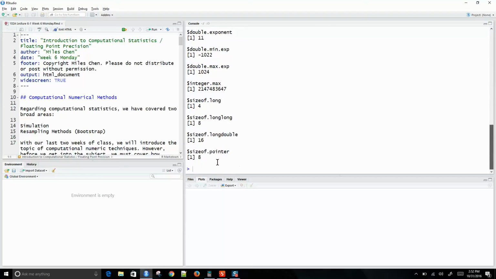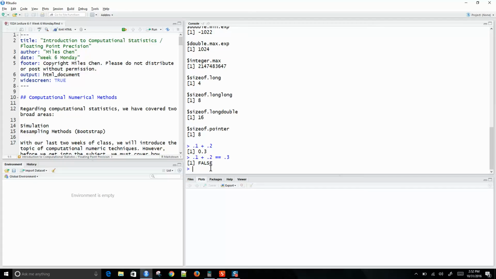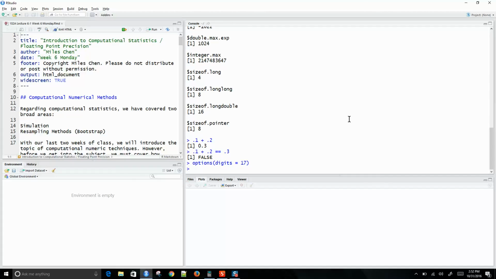When you start R, you might see things like, what is 0.1 plus 0.2? And it says that's equal to 0.3. But you can ask, is 0.1 plus 0.2 equal to 0.3? And it says no, it's not equal. So what's going on? Well, we can set our digits equal to, I think, 17. The machine epsilon is approximately 17 digits in decimal.